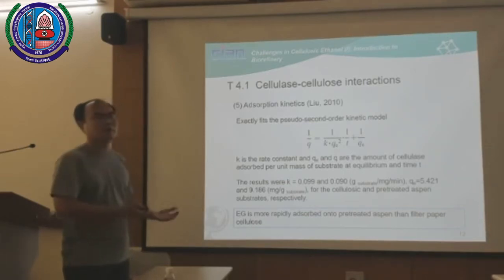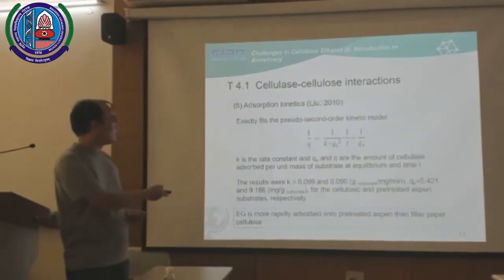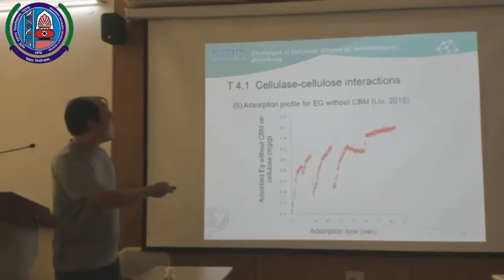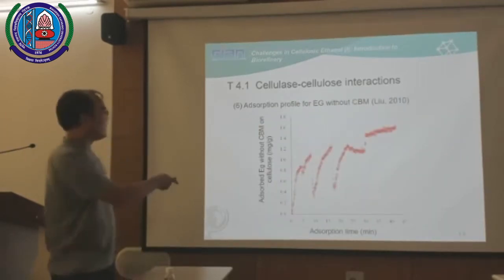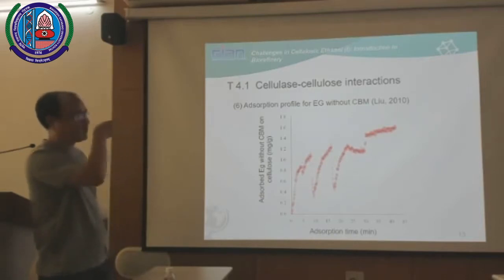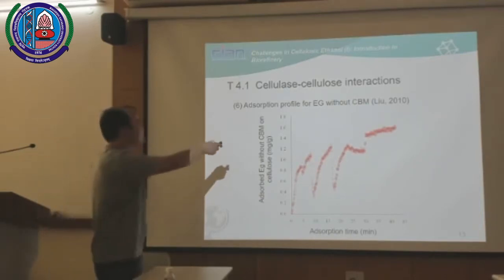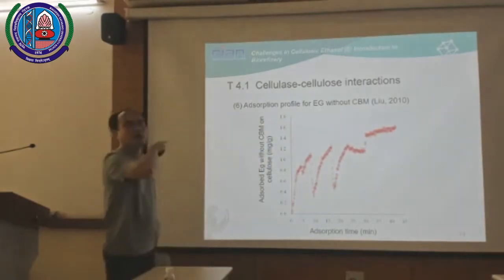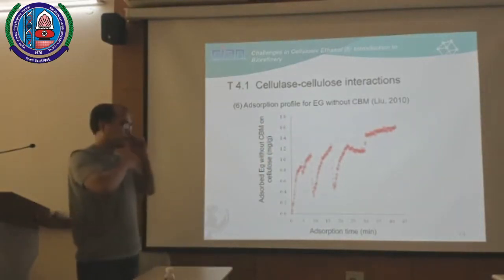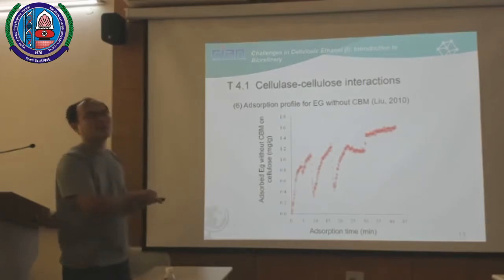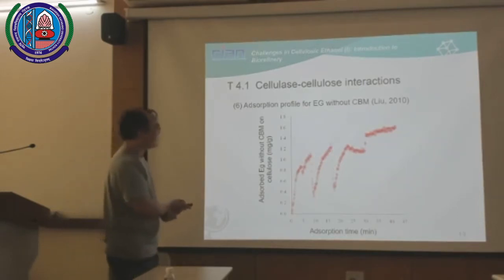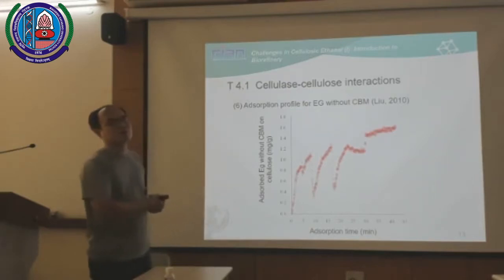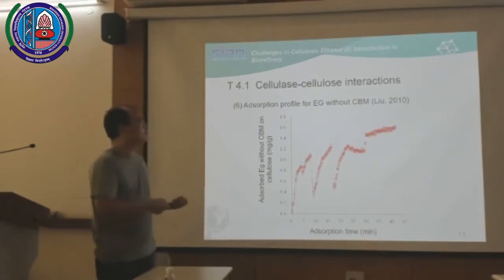We have a lot of following papers, but I am not a co-author because I left the lab. The following work I did is about another enzyme. This enzyme is also an endoglucanase, but it does not have a CBM. It has only the catalytic domain, so its binding ability is poor, not as good as EG with CBM.